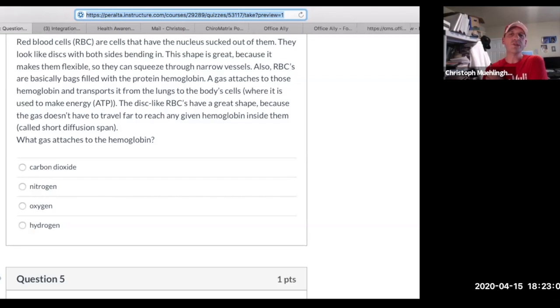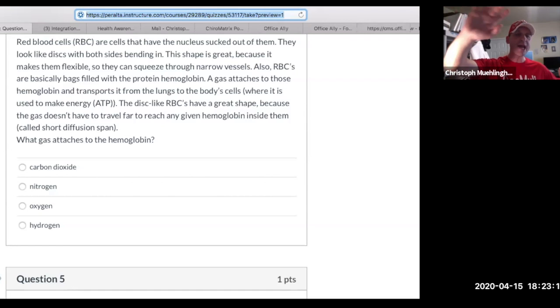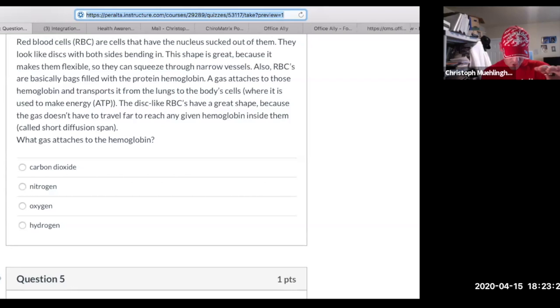The disc-like RBCs have a great shape because the gas doesn't have to travel far to reach any given hemoglobin inside them, which is called a short diffusion span. What gas attached to the hemoglobin? Oxygen. Wait, first say name first, and then say what it is. Ebony: oxygen. Okay, sorry, I know.